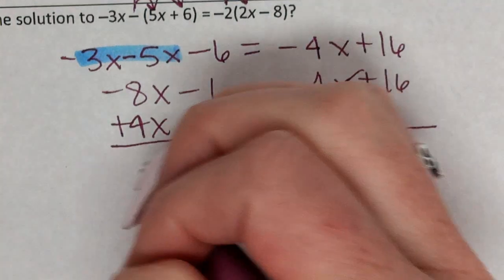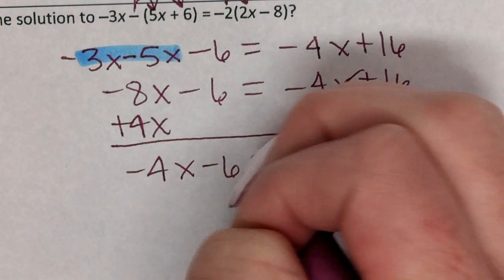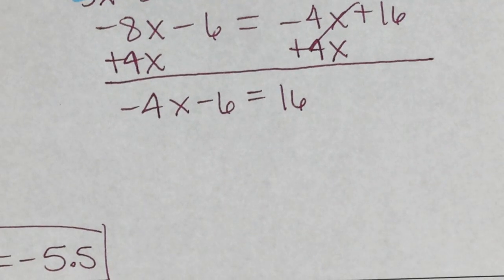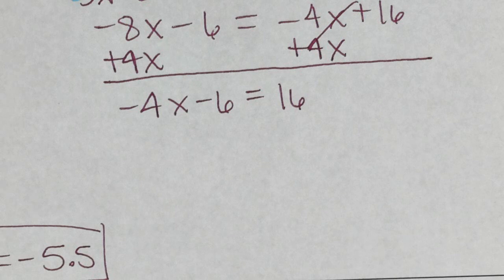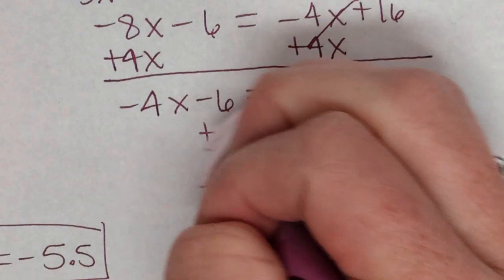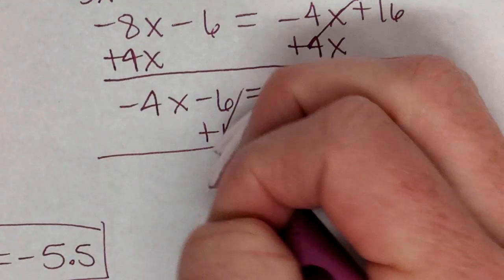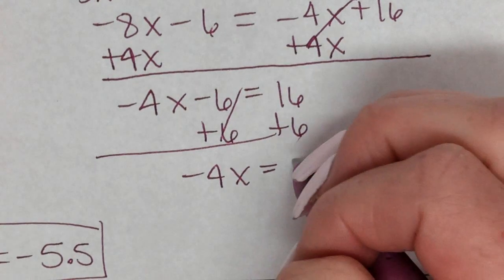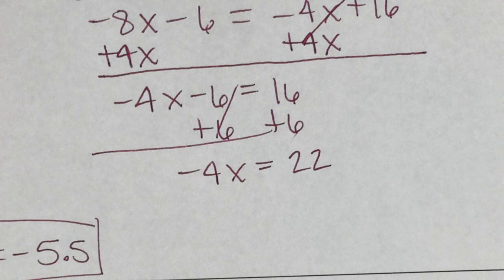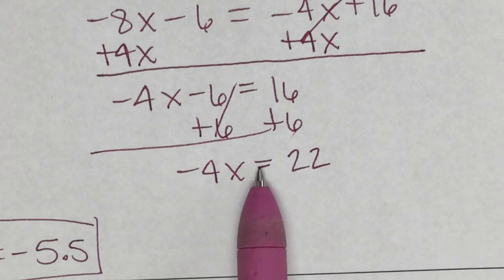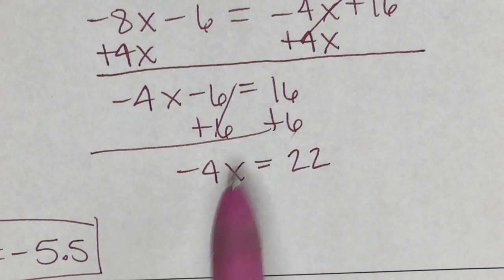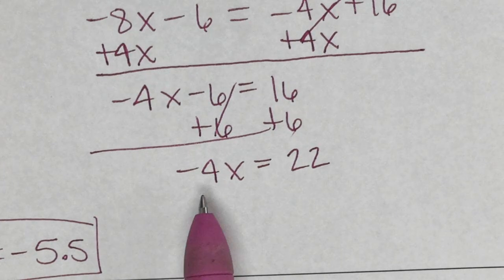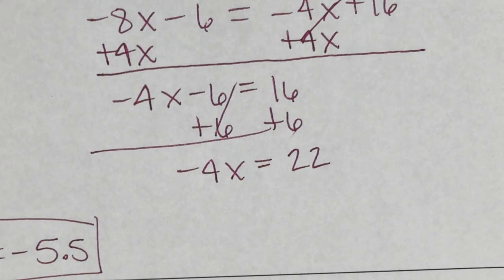And I'm left with negative 4x minus 6 equals 16. Now I would move the minus 6 by doing what? Adding 6. So I have negative 4x equals, and 16 plus 6 is 22. Now question. If this had been an inequality sign, would my sign flip? Yes, because I would have to divide both sides by negative 4, and the inequality sign would flip.